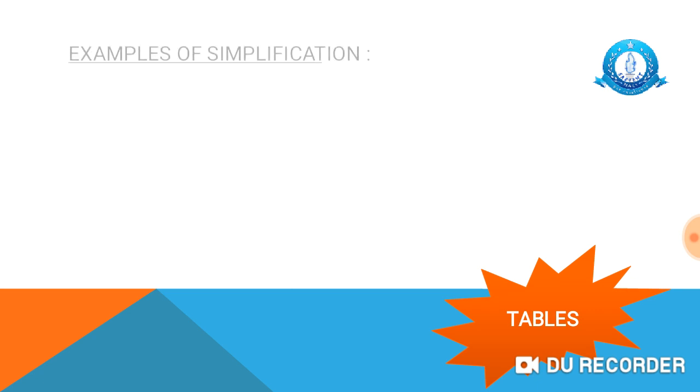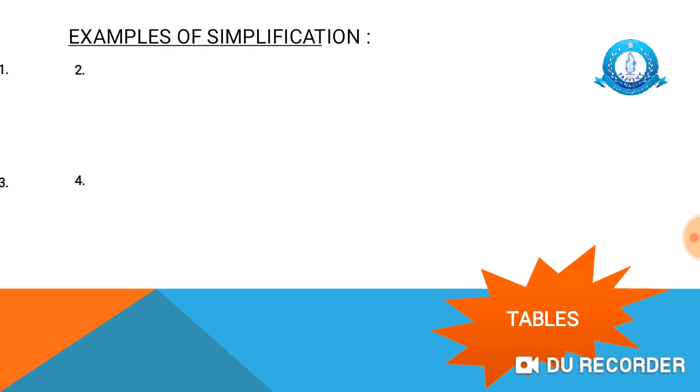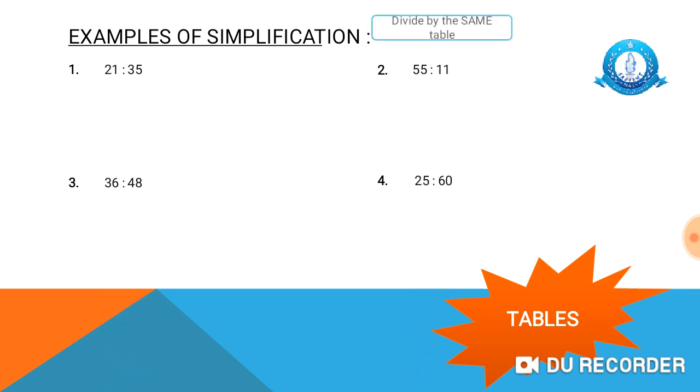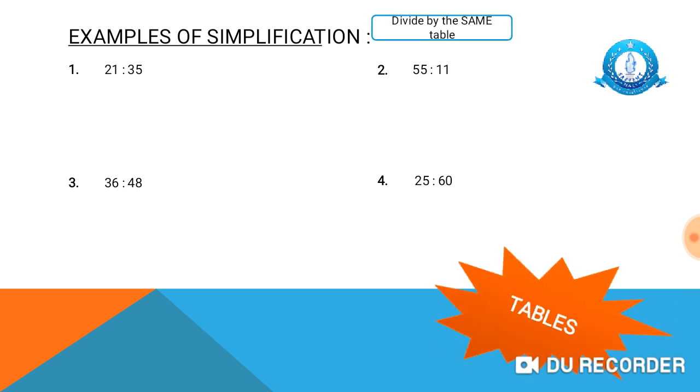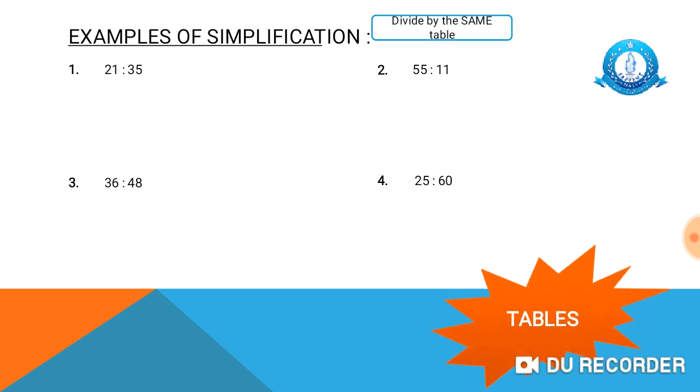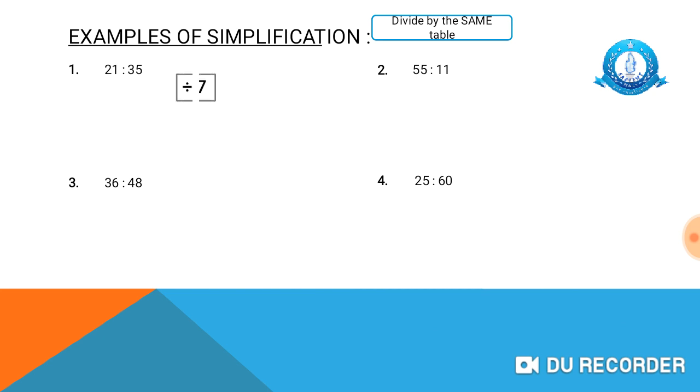Let's look at some of the example questions. We are supposed to simplify all these questions, and for simplification, I know that I'm supposed to divide them by the same table. So for this, keep it in mind that your tables should be on your fingertips. Question number 1. 21:35. By looking at the numbers, I can tell that both these numbers come in 7 times table. So I'll divide both of them by 7. And my answer would be 3:5.